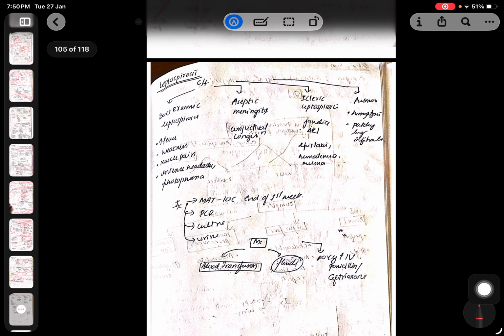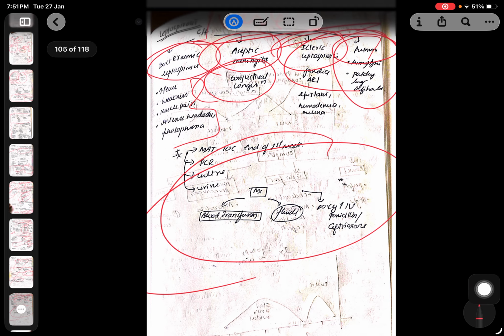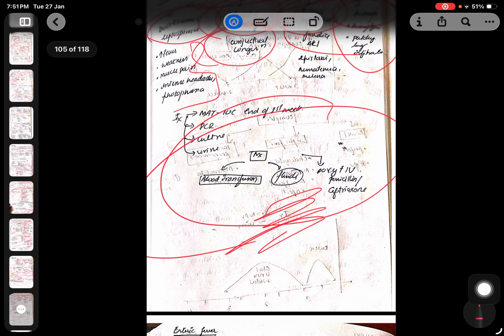Again, Weil's disease or leptospirosis, a potential 5 marker. These are the phases. It might first give generalized features, then aseptic meningitis kind of features, then icteric leptospirosis, then pulmonary leptospirosis. These are the investigations. I'm not talking much, but the major thing is fluids, any viral fluids and symptomatic treatment. Though this is not a viral disease, you can start with doxy.